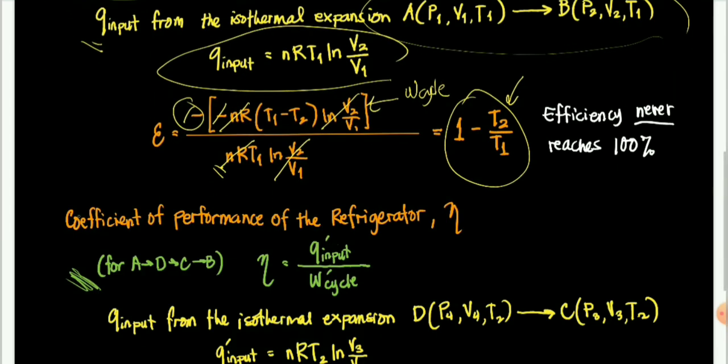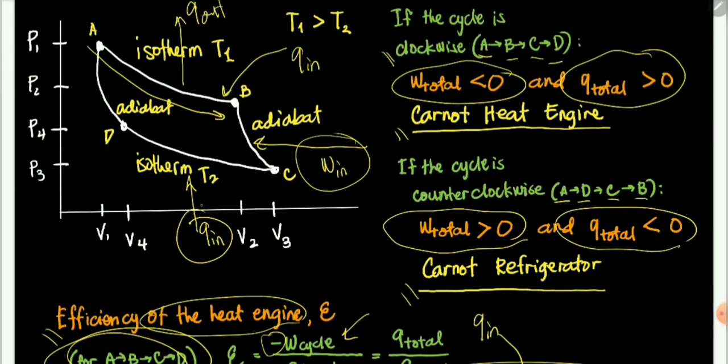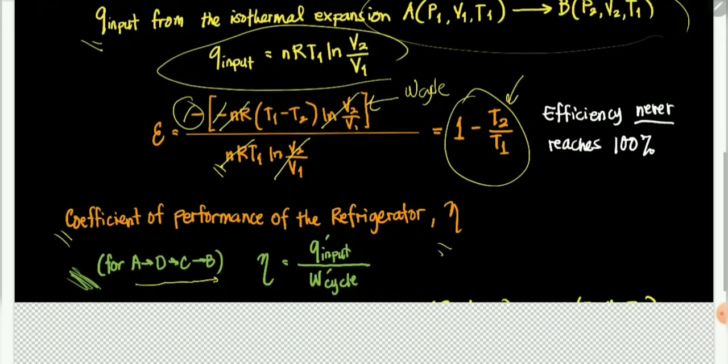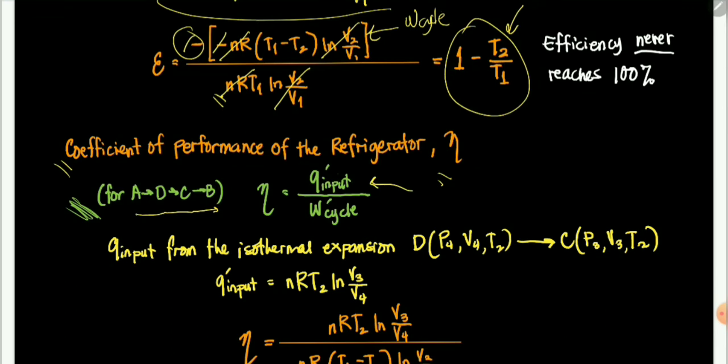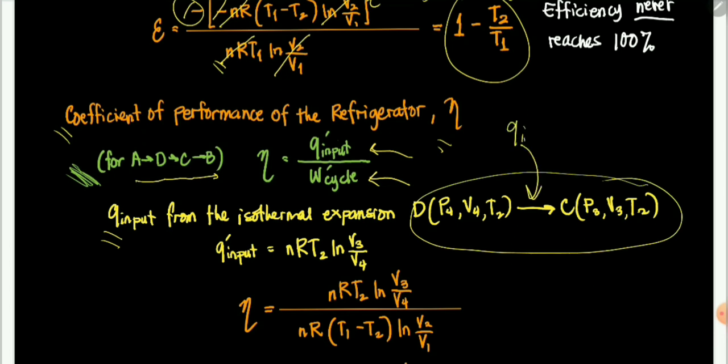Okay? So, for the coefficient of performance naman ng refrigerator or this N here, okay? So, for the flow A to D to C to B, so meaning counterclockwise naman yung flow ng cycle, so meron tayong net input of work, net input ng heat dito sa ating T2, tapos output naman ng heat dito sa T1. So, kakalculate natin yan as the Q input, that is the heat extracted, kasi yan yung aim ng ating refrigerator, over the work of the cycle, which is the work input or the work required to run the cycle. So, the Q input is from this particular step, D to C. This is an isothermal expansion, so ibig sabihin meron tayong net heat input dyan, positive ang Q dyan. So, the Q input for that step is NRT2 LN V3 over V4.